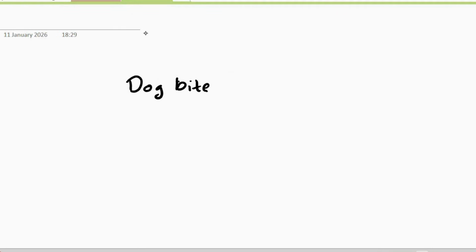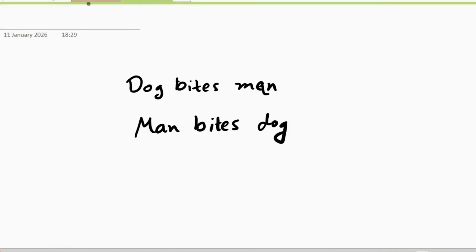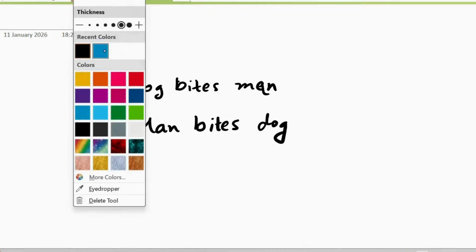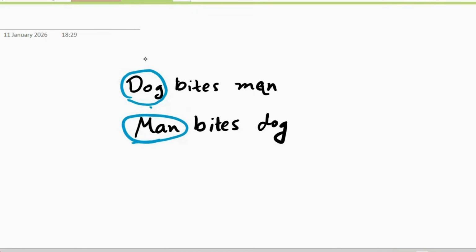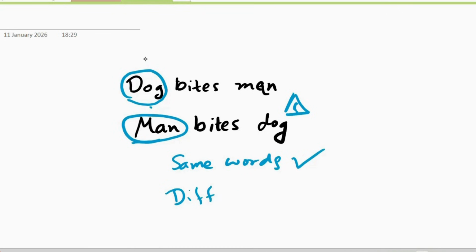Have you ever wondered how models like ChatGPT understand the order of words in a sentence? For example, dog bites man and man bites dog. Same words, very different meaning. So, how does generative AI understand this difference? The answer is positional encoding. In this video, I'll explain positional encoding in simple terms, why it's needed, and how it works inside Transformers, the backbone of modern generative AI.